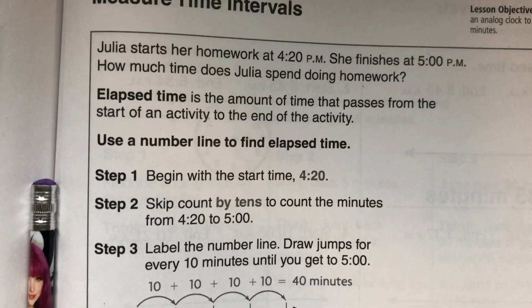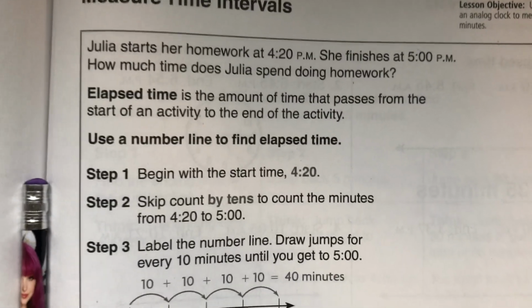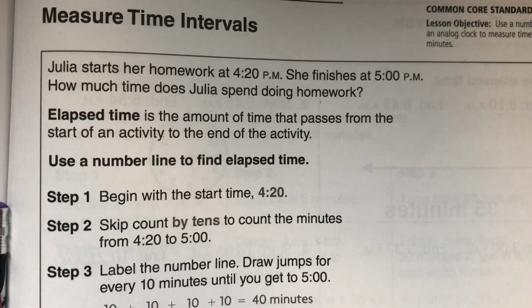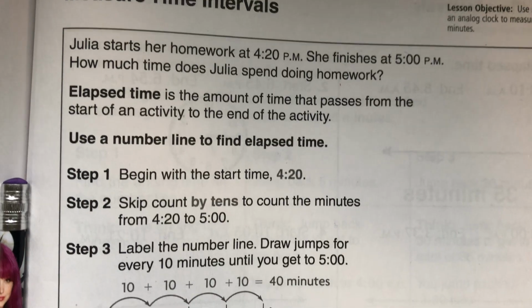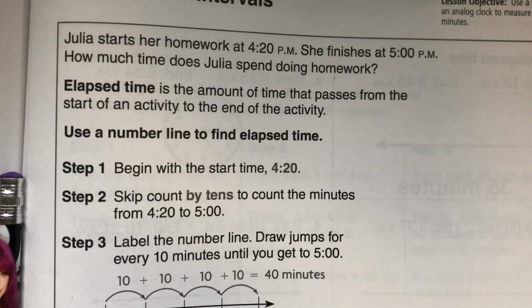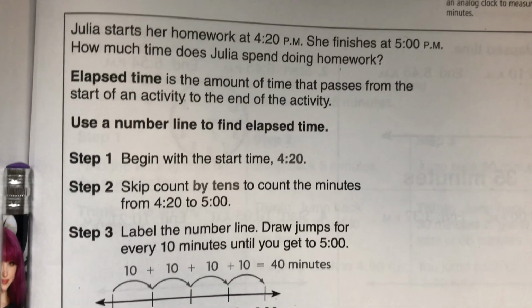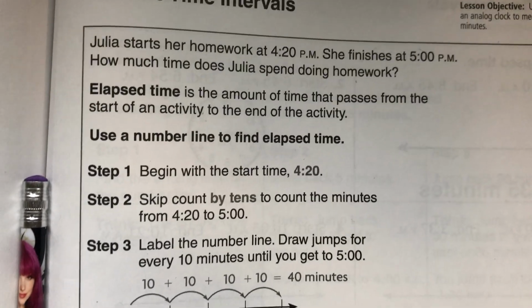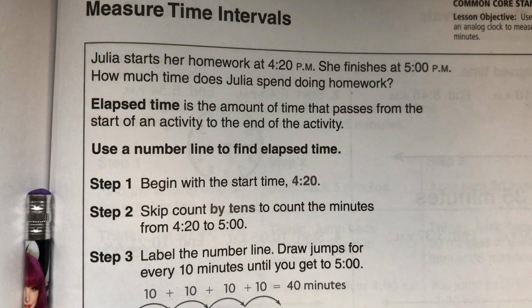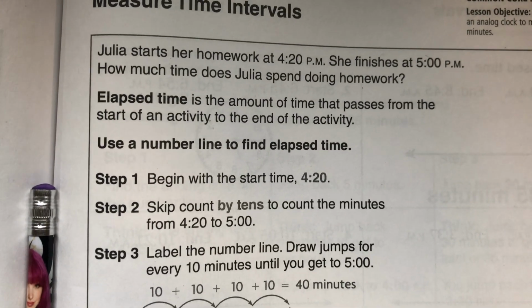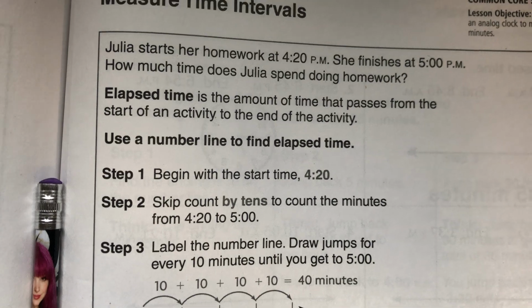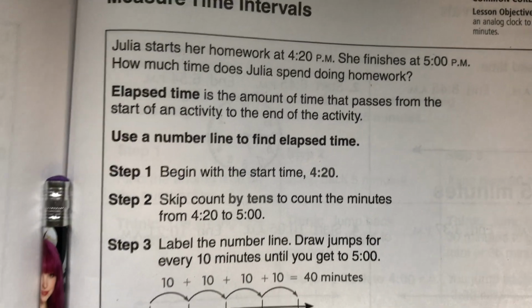Julia starts her homework at 4:20 p.m. Remember, that's the afternoon. She finishes at 5 p.m. How much time does Julia spend doing her homework? Elapsed time is the amount of time that passes from the start of an activity to the end of an activity. Use a number line to find elapsed time.